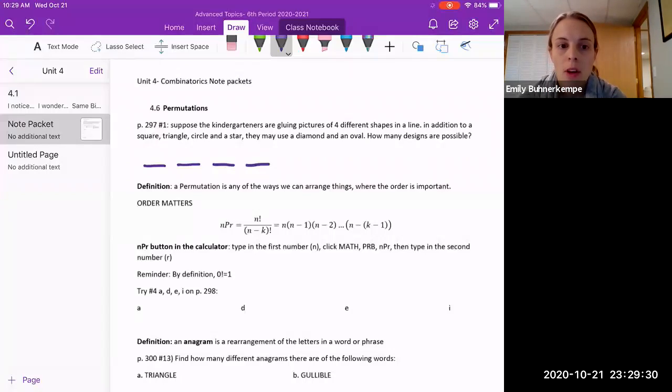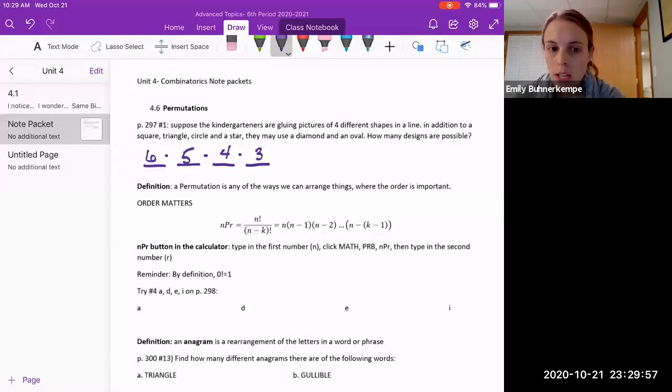They have a square, triangle, circle, star, diamond, or oval that can go into that first choice. So you have 6 different shapes that can go in the first spot. And now you've used one of those shapes. Whatever shape you used doesn't matter, but you only have 5 choices left for the next shape. And then 4, and then 3.